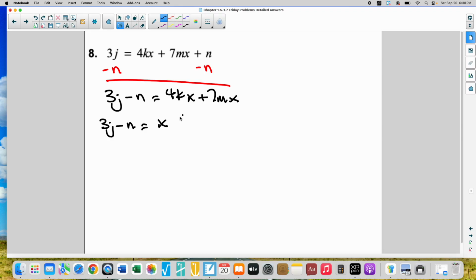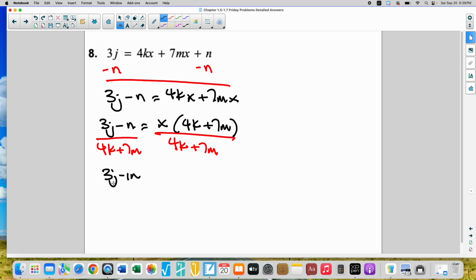I'm going to factor out that x, which leaves me with 4k plus 7m. And now we'll divide by 4k plus 7m. Leaves me with 3j minus n over 4k plus 7m equals, what happened here? Did I write 1n? Oh, that might be my, is that an m? I don't know. That looked bad. 3j minus n over 4k plus 7m, and that equals x.